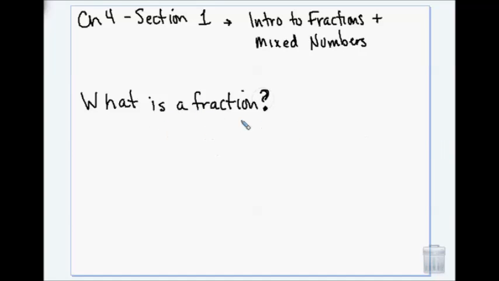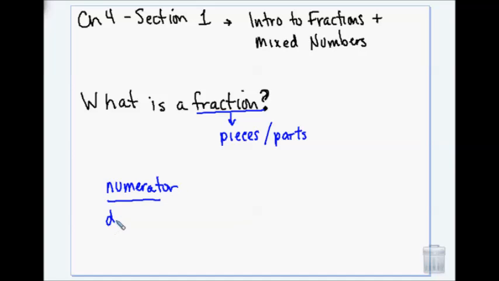Fractions just mean pieces. Pieces or parts. Okay. When you have a fraction, the number on top is the numerator. The number on the bottom is the denominator. And what do these mean? I think that's part of the problem too.